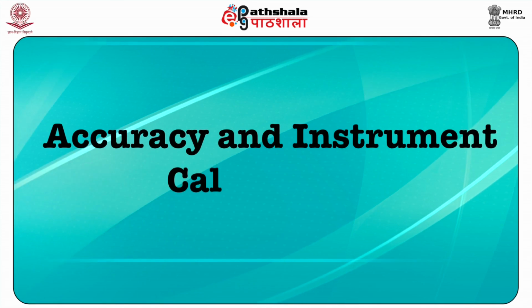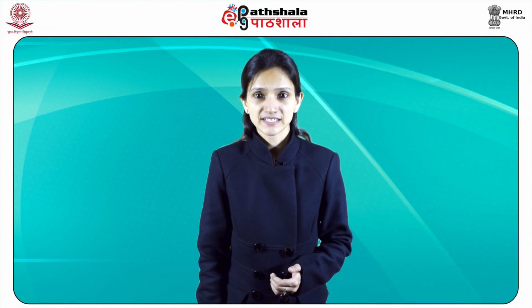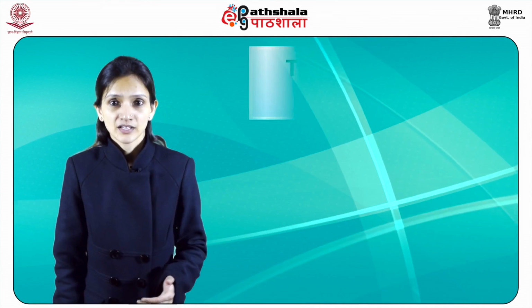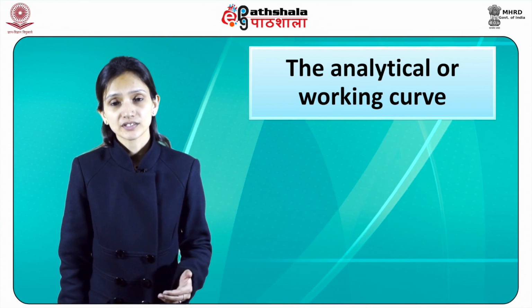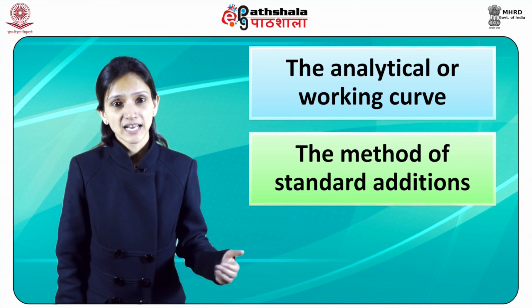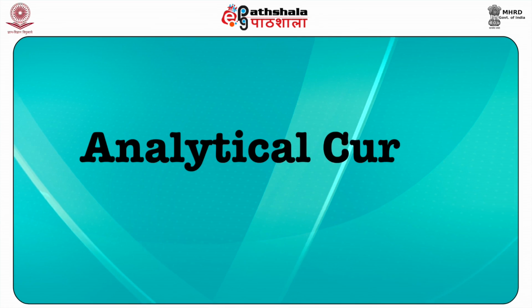Next is accuracy and instrument calibration. Proper calibration or standardization of instruments is essential in obtaining accurate analysis. The choice of a calibration technique is affected by the instrumental method, instrument response, interferences present in the sample matrix, and number of samples to be analyzed. Three of the most commonly used calibration techniques are the analytical or working curve, the method of standard additions and the internal standard method. First, the analytical curve.